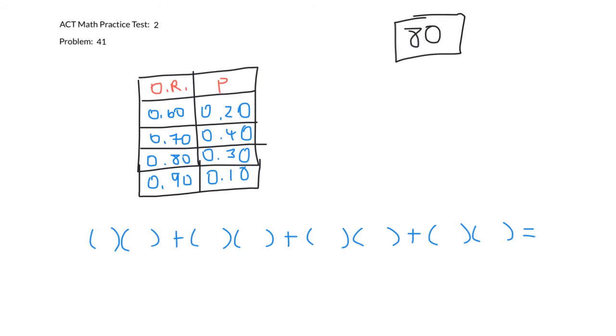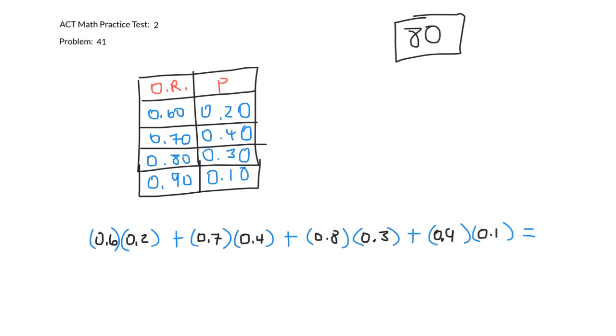So in the first parentheses, it's going to be 0.6 times 0.2. And this one is 0.7 times 0.4. I'm just going to write to the 10th place. I'm going to have 0.8 times 0.3. I'm going to have 0.9 times 0.1.